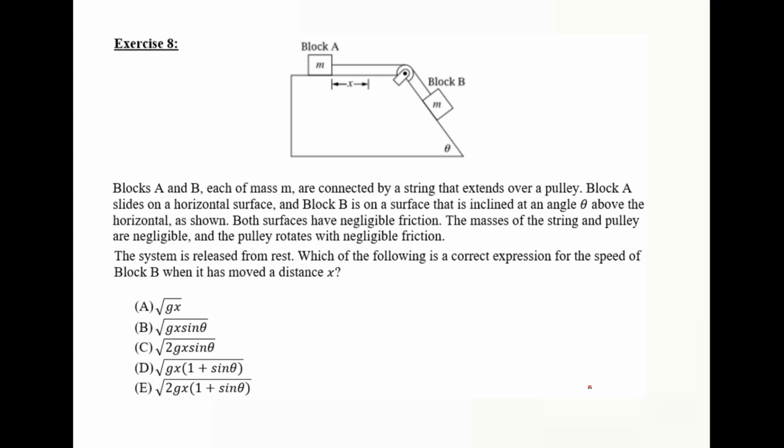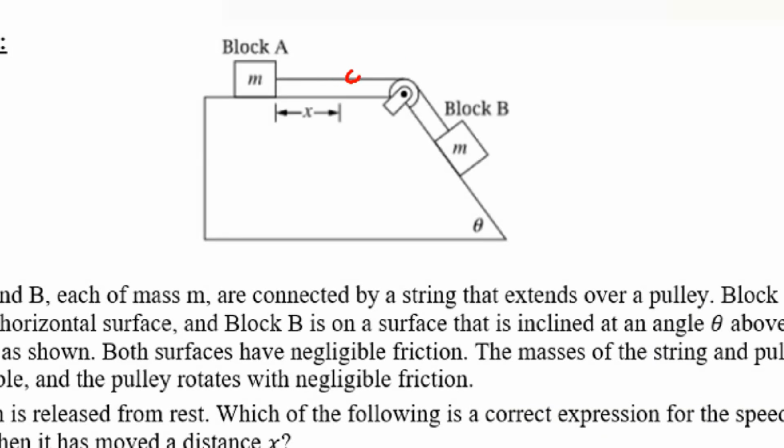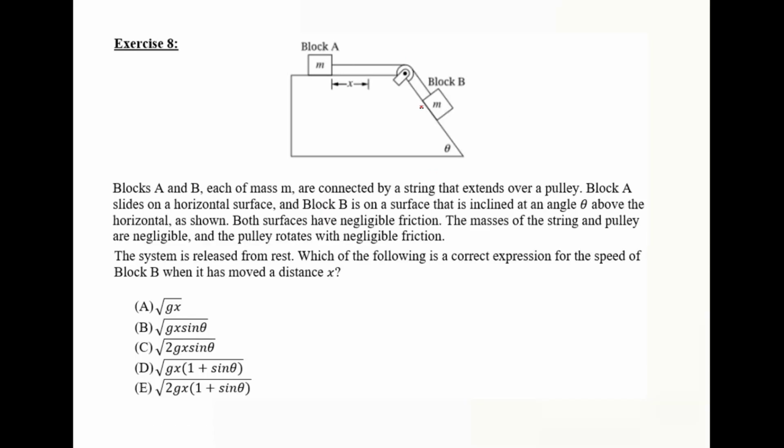Then the initial speed for both blocks is 0. Which of the following is the correct expression for the speed of block B when it has moved a distance x? Now we're talking about the speed of the system, whether we're talking about A or B. Both blocks have the same speed because the string is inextensible. Now let me consider different points in my system.